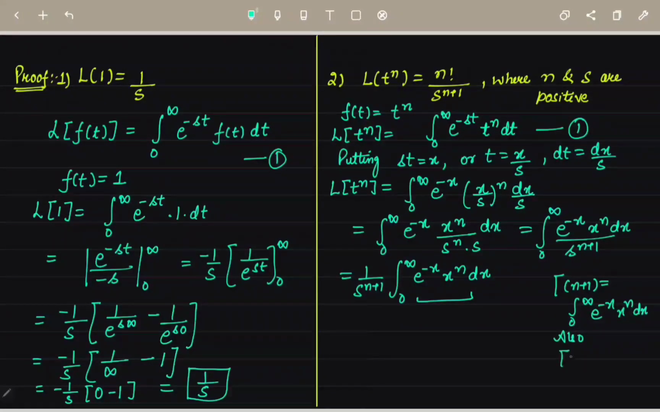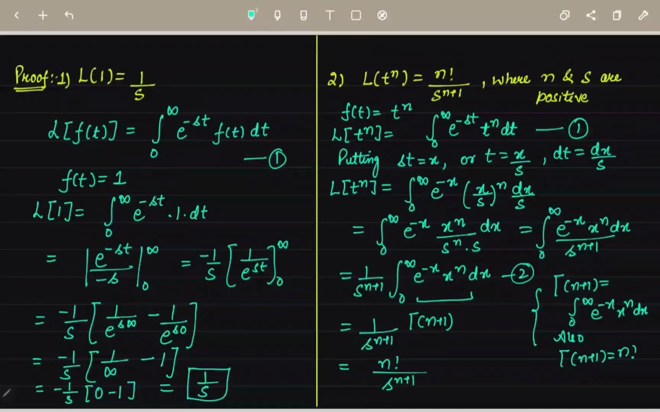Also the gamma function of n plus 1 is equal to n factorial. So use all these properties in the equation, name it as equation second. So what we have is 1 divided by s raised to the power n plus 1. Now this whole integral becomes the gamma function of n plus 1. Also the gamma function of n plus 1 is equal to n factorial. So this will become n factorial divided by s raised to the power n plus 1. So this means the Laplace transform of t raised to the power n is equal to n factorial divided by s raised to the power n plus 1, provided n and s are positive.